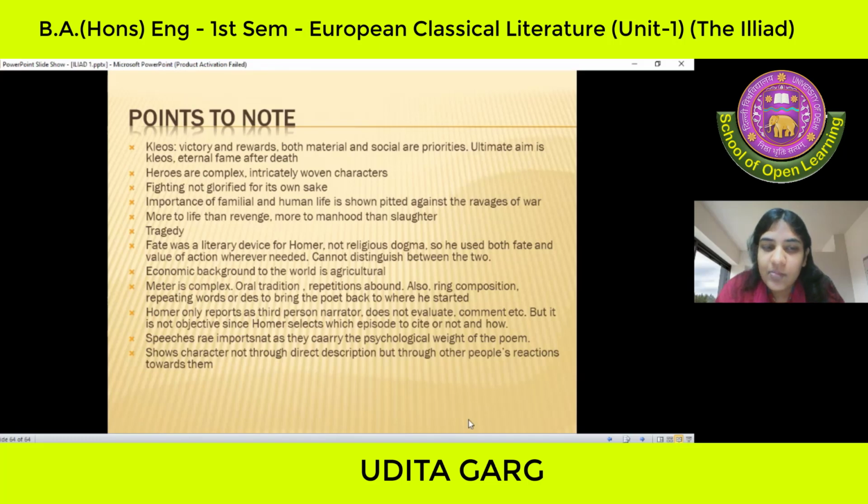Again, we said that the economic background to the epic is agricultural, right? So the references to plowing, harvesting, and cattle, and shepherds, etc., also show us that the economic background during this period is agricultural. The society is agricultural. Then the meter in the poem, of course, the edition that you're reading, guys, is in prose. But remember, the poem is written in a poem format. It is an epic poem, and the meter that we see used in the Iliad is complex.